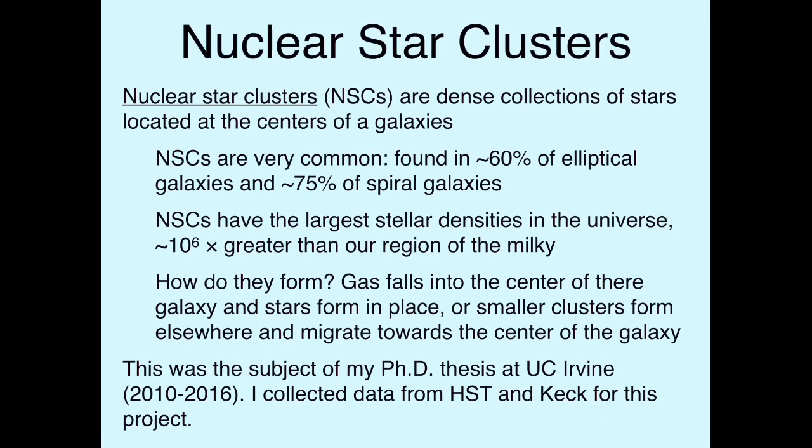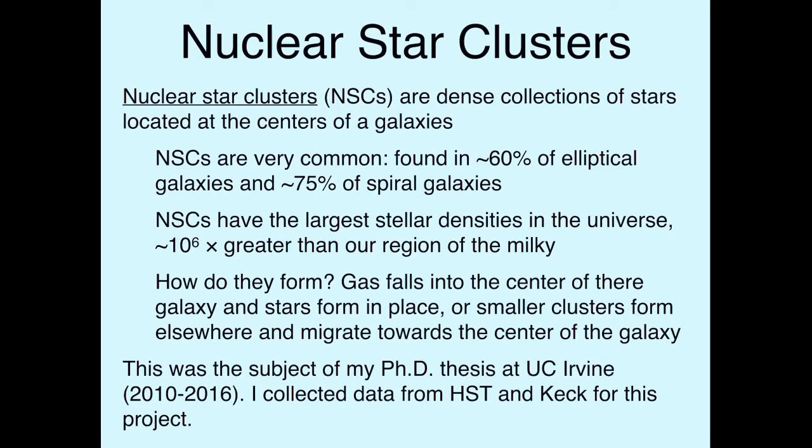And so these objects are really densely packed with stars. When we talk about a stellar density, we mean how many stars are there per unit of volume in a given region of space. So if we compare our region of the Milky Way galaxy, where our solar system is located, to a typical nuclear star cluster, we'll find that a nuclear star cluster has a stellar density that's about 1 million times greater than in our region of the Milky Way galaxy. So, in fact, these are the largest stellar densities that you'll find in the entire universe.